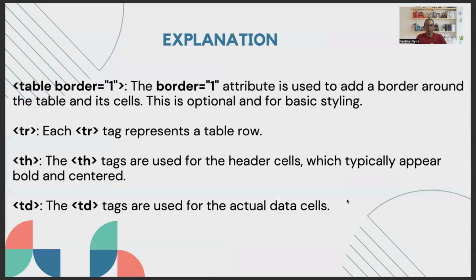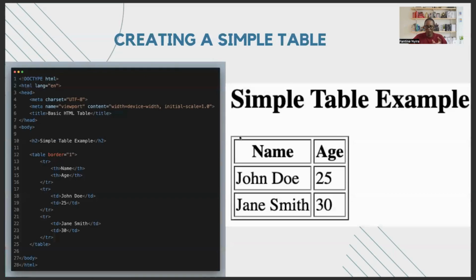So let's take some explanation here. We have the table border. So this attribute border one means we want to put a border around the table and its cells inside. So one is the thickness of the border. If you want it to be thicker, put two, thicker, three, and so on. So when we say it's around the table and its cells, you see here we have put a border around the table, and also a border around each cell.